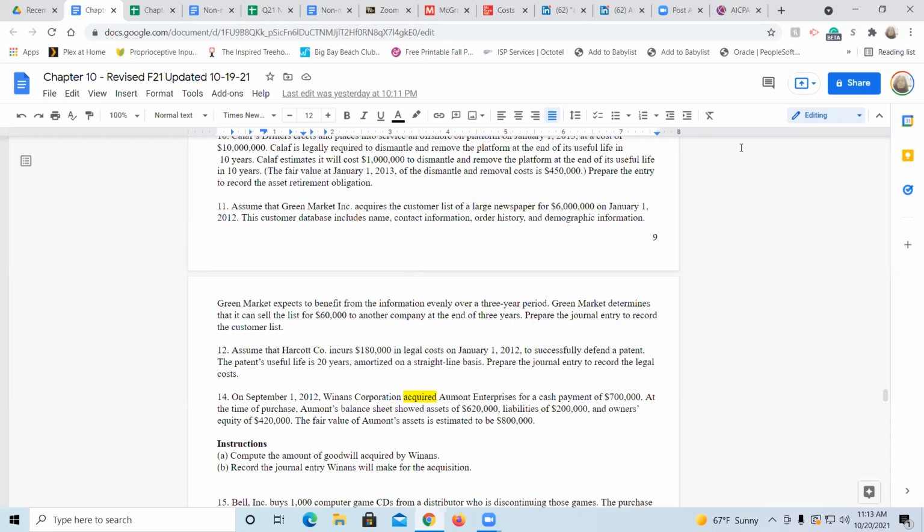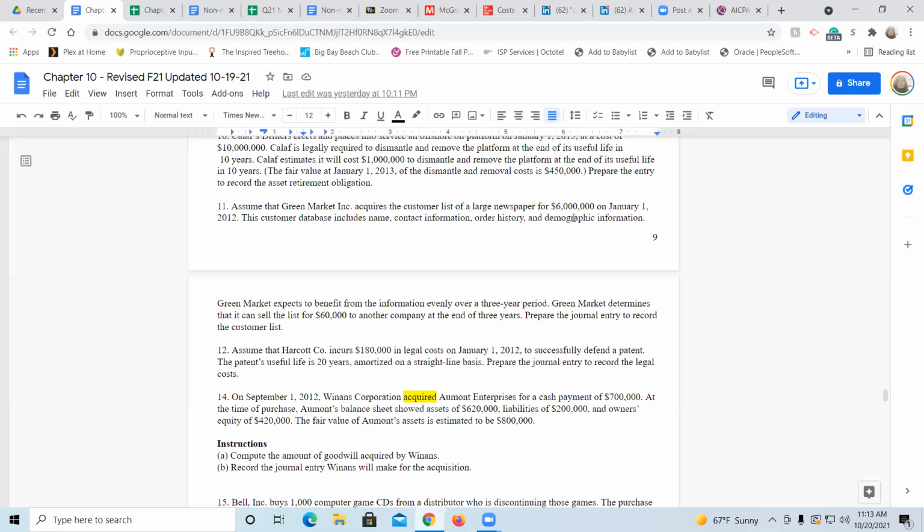And by benefit, they mean that they're going to generate some type of revenue because they're expecting, I guess, to create new customers from this purchase. Green Market determines that it can sell the list for $60,000 to another company at the end of 3 years. So then the names are going somewhere else after that. Prepare the journal entry to record the customer list.